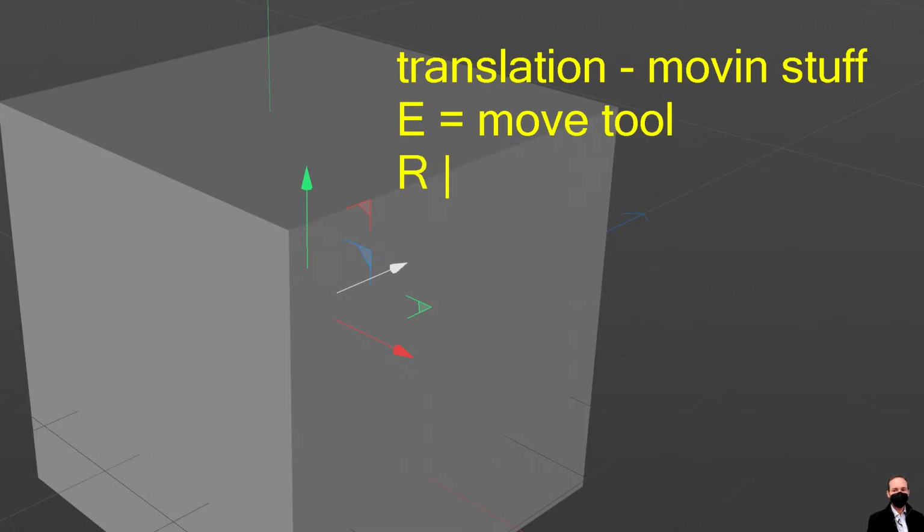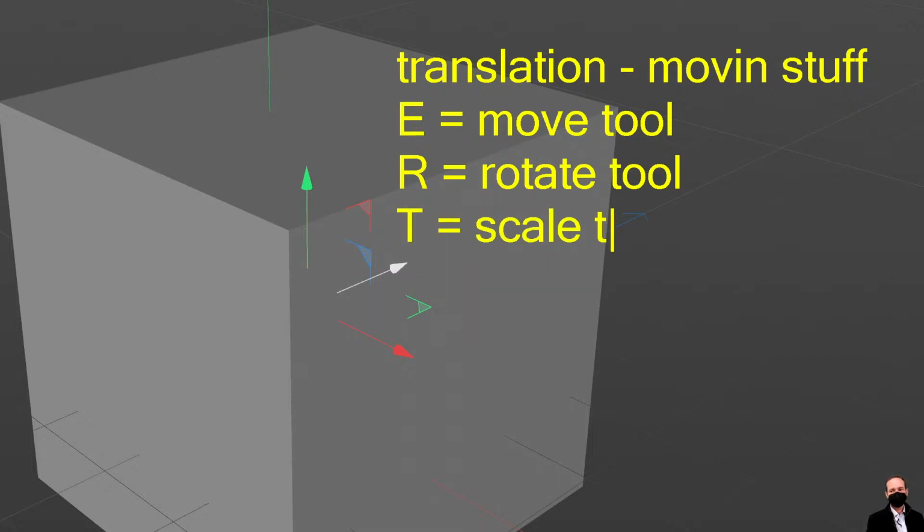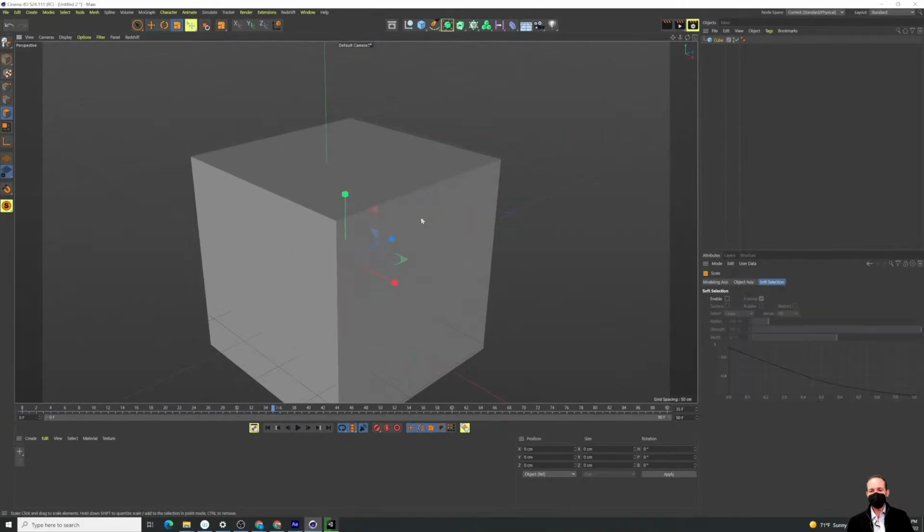R is rotate tool. T, scale tool. So it makes it really easy to switch between tools. When I'm using Cinema 4D, my right hand is on the mouse because I'm right-handed. My left hand is on E, R, T. Right? So you can tell really easily which one's which. That's move with the arrows. R is the rotate, the gyroscope looking thing, and T, the squares, is scaling everything. Everybody with me there so far?